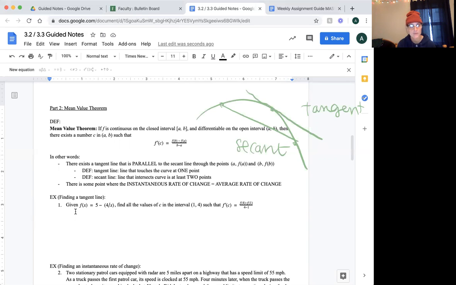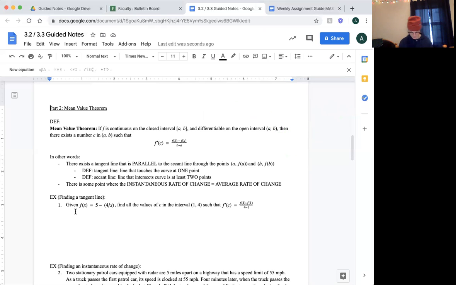And so this is telling us that there's a point where a tangent line is parallel to a secant line. And remember that instantaneous rate of change is the derivative, which deals with tangent lines. Average rate of change deals with secant lines. So this is telling us that there's some point where the instantaneous rate of change is equal to the average rate of change.